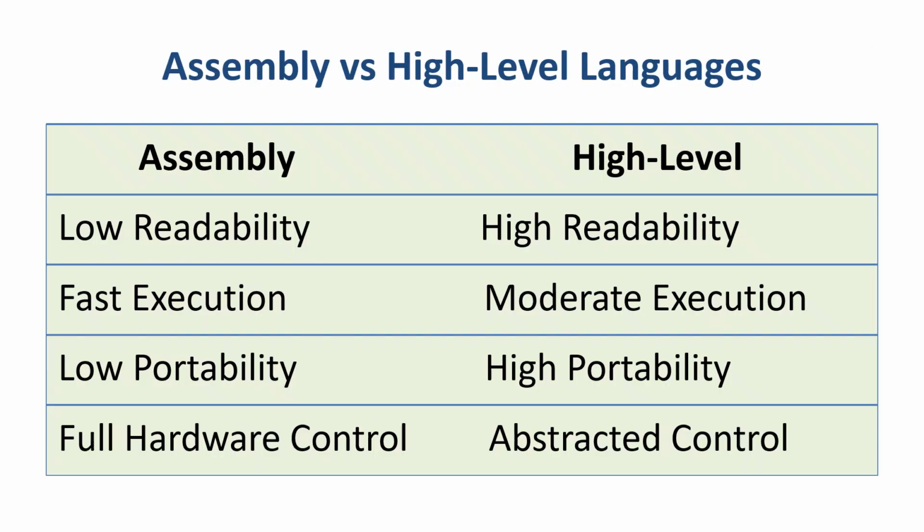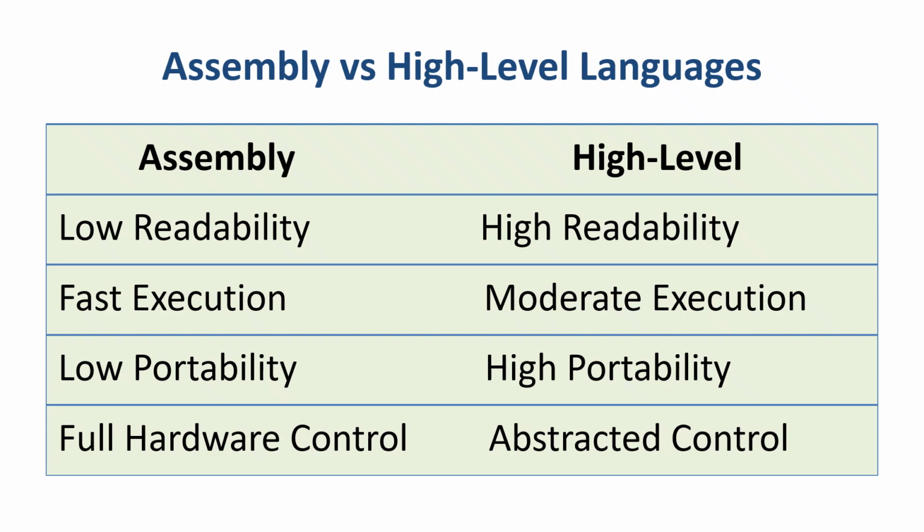Here is a comparison. Assembly has low readability and portability but provides high speed and direct control over hardware. High level languages, on the other hand, are easy to write and portable but don't give you as much low level control. Both have their places in software development. Assembly is great when you need speed or precision, while high-level languages are best for rapid development and maintenance.